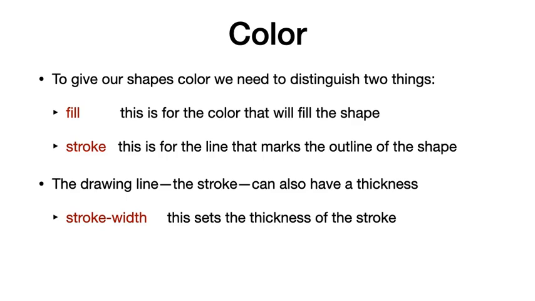For the line that defines the shape, we could also say how thick we want it to be, whether it should be just a very thin line, almost invisible, or a very thick one, or even, for that matter, none at all. So we can set this with stroke width, which will set the thickness of that stroke.